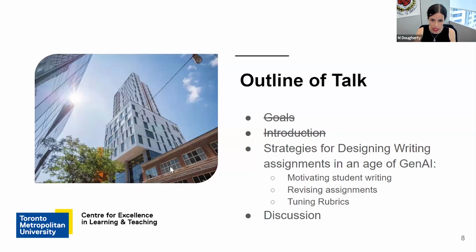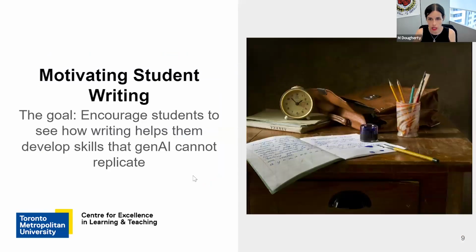Given that, we're going to move now into this three-pronged strategy for addressing the presence of large language models in our classrooms. The first prong is to think about how we motivate students to write. Writing can allow students to develop skills that are the specific kinds of skills that generative AI has the most trouble replicating. So in a way, writing is a very beneficial activity for students when it comes to preparing themselves for a future in which large language models are going to be more and more present.